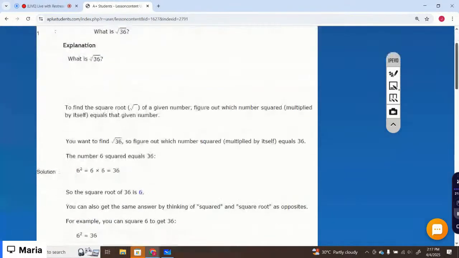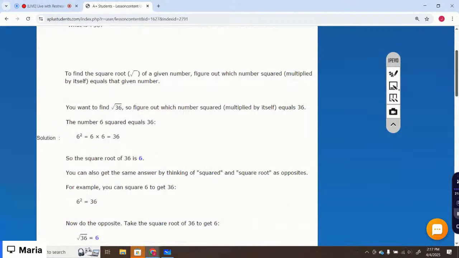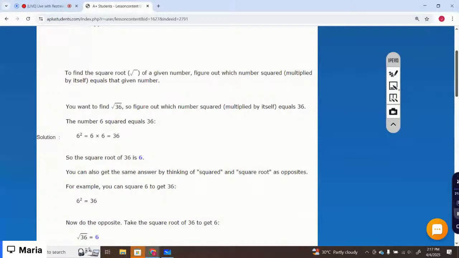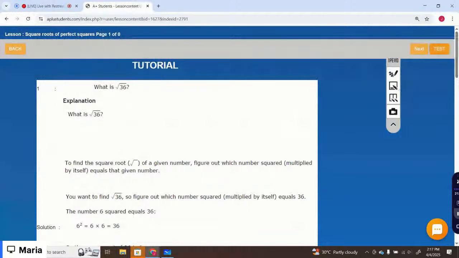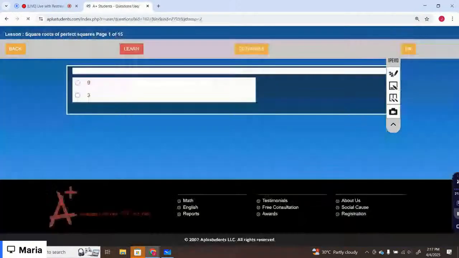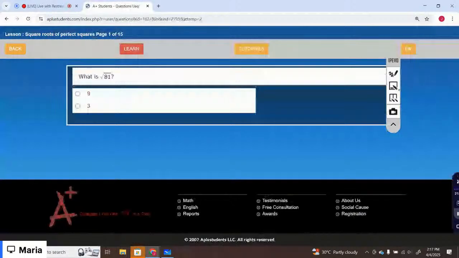Let's just start with the test questions. Squares and square roots are opposite to each other, right? 6 square equals 36 and square root 36 equals 6. So squares and square roots are opposite.